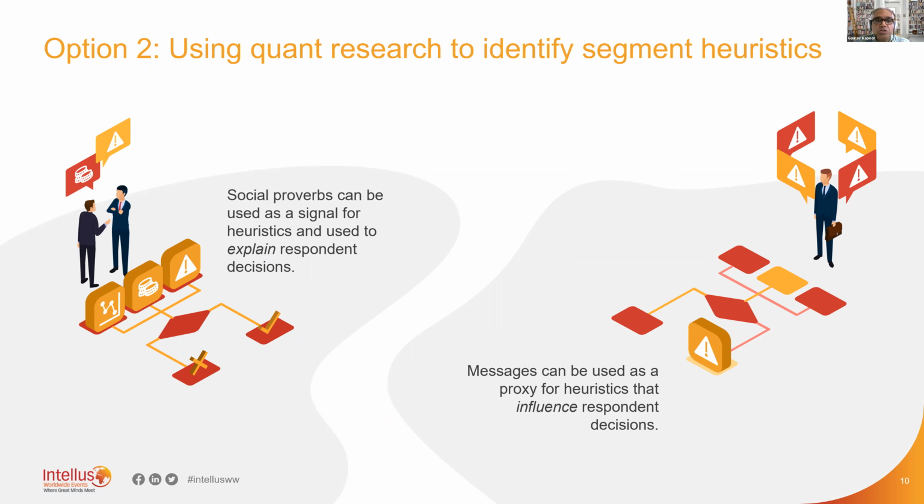In a quant setting, you could potentially consider using something like a social proverb, as a proxy for a heuristic. So let's say you were to ask a survey question: to what extent does the following statement describe how you make treatment decisions in chronic heart failure? And the statement is, all's well that ends well. This is a social saying, a proverb that everyone knows what it means. The physician knows what it means. Now, in heart failure, it could have a different interpretation or manifestation.